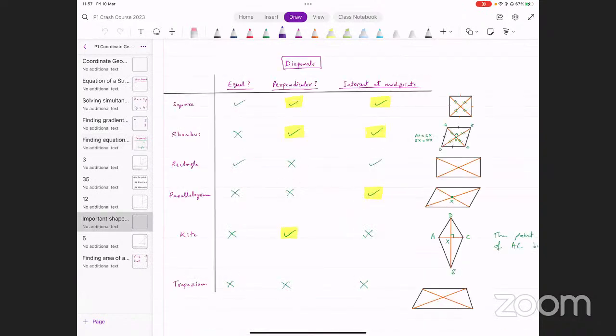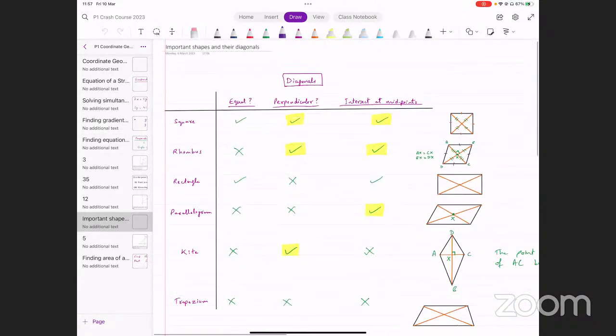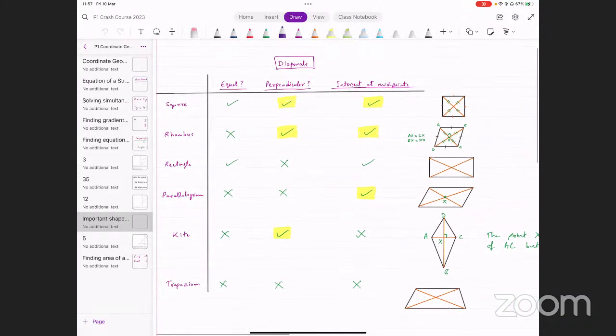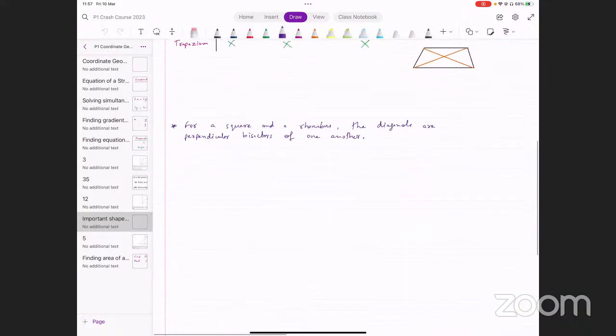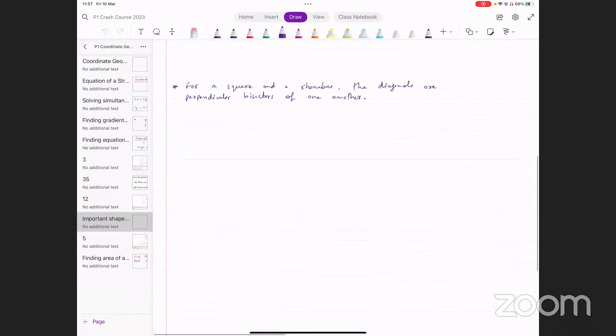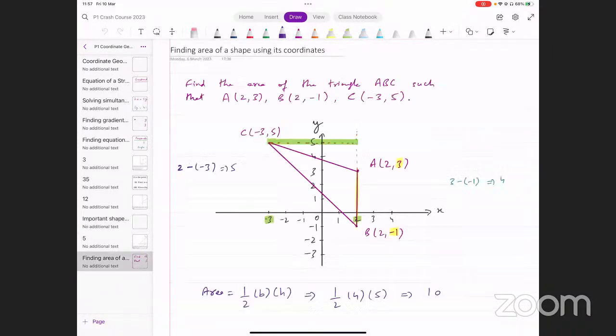In the last couple of classes, we also talked about these properties that we have for the diagonals of different quadrilaterals, like whether they're equal, perpendicular, or whether they intersect at midpoints. We talked about these properties. This was important that for a square and rhombus, the diagonals are perpendicular bisectors of one another. And then we talked about finding areas of shapes using coordinates.